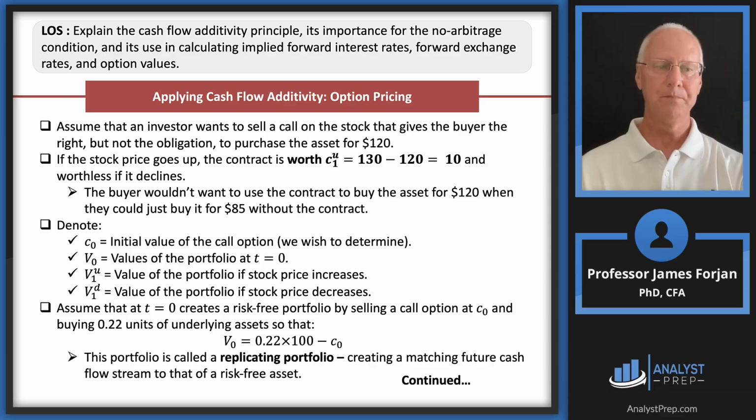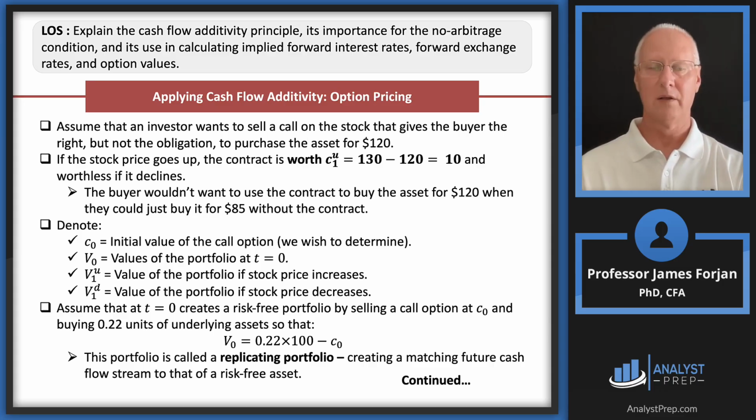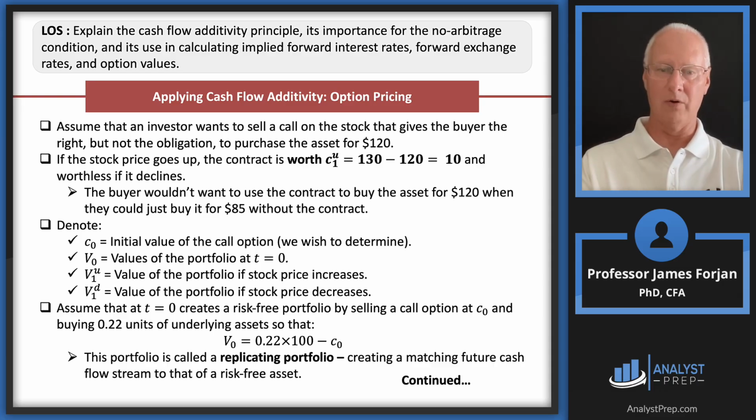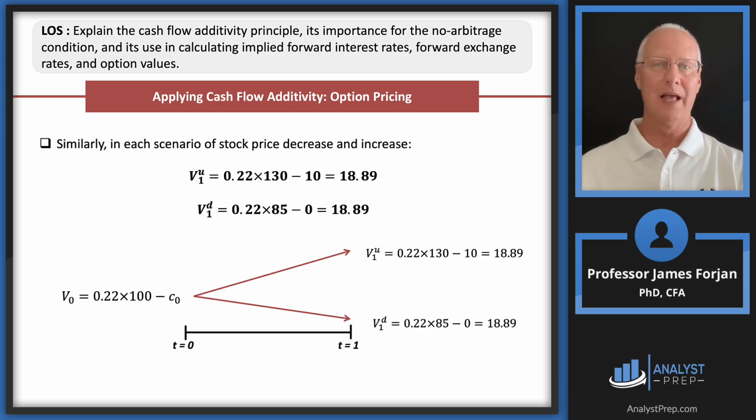All right, so this risk-free portfolio is going to look like this. I'm going to buy 0.22 units of a share of stock that sells at $100, right? That was from the previous slide. And then I subtract out the call price. So I'm owning the stock and I'm writing the call option. I'm selling the call option. Writing the option and selling the option mean the same thing. This is called a replicating portfolio, which relies on this notion of cash flow additivity.